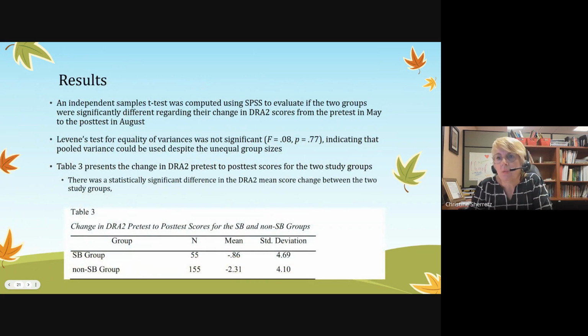So, what were the results? This is all stats, but here is our summer boost group and non-summer boost group. We can see that the summer boost group lost 0.86 of a DRA level. So they still lost. The kids that did not go to summer boost, though, lost almost 2.5 levels. So the kids that did not attend the program lost a lot more in the summer than those that did. It was a statistically significant difference.